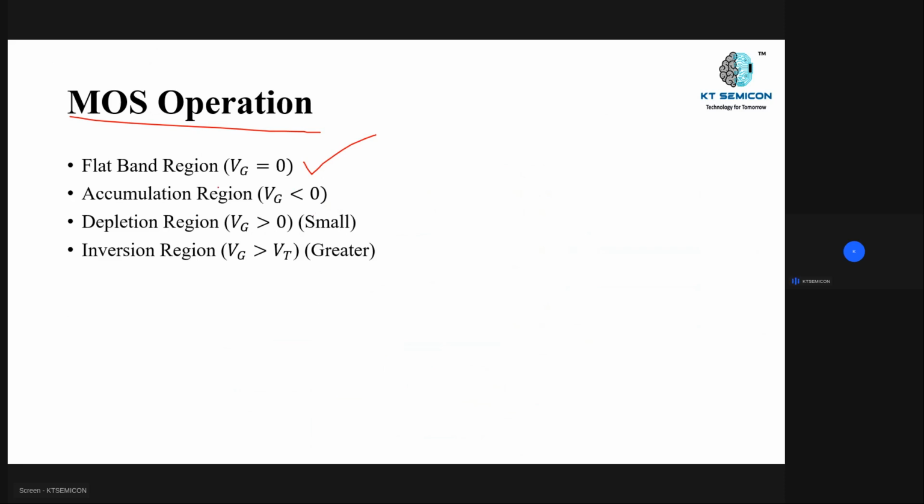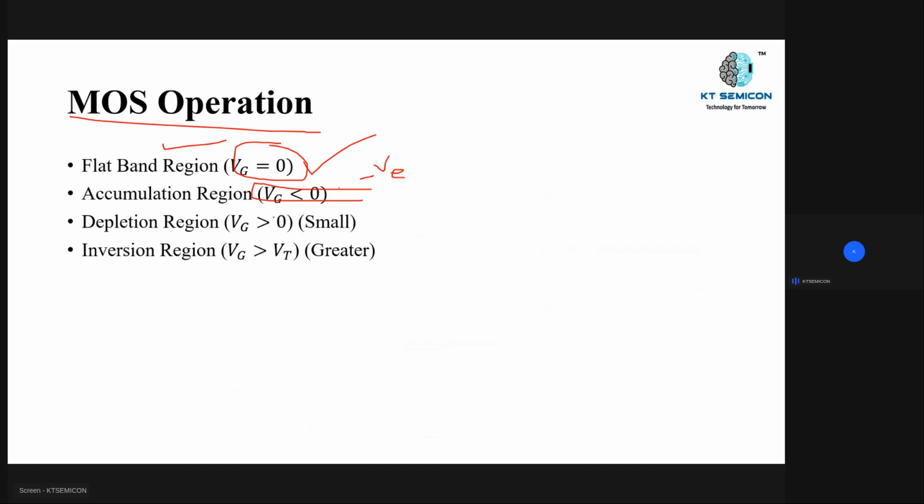So whenever we are applying the gate voltage as 0, then we can find this flat band region. After that, we are applying some VG less than 0, which means we are applying a negative gate voltage. Okay, so when we are applying the negative gate voltage, then we can see the accumulation region in the MOS capacitor.